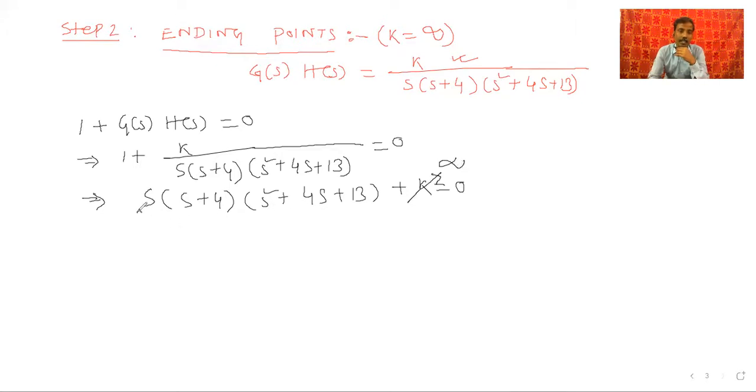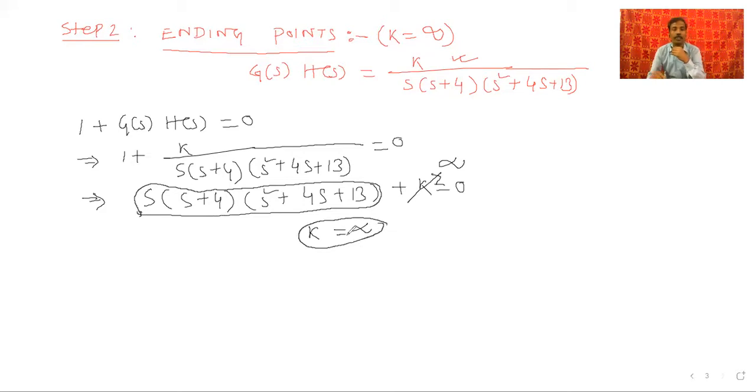Infinity plus something is infinity. That means this value is negligible: s into s plus 4, s square plus 4s plus 13 is negligible. So root locus terminates at k equals to infinity points because there is no open loop zero. So in this case, root locus terminates at open loop zeros, and there are four terminating points: infinity, infinity, infinity, and infinity. And the starting points are s equals to zero, k equals to zero, s equals to minus four, k equals to zero, s equals to minus two plus minus three j is there.